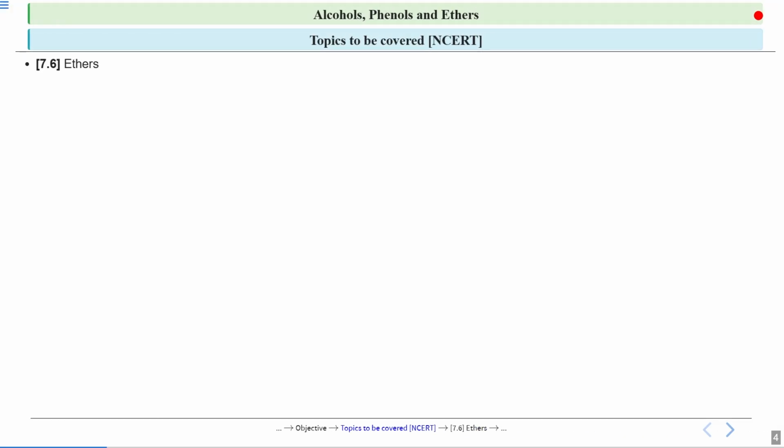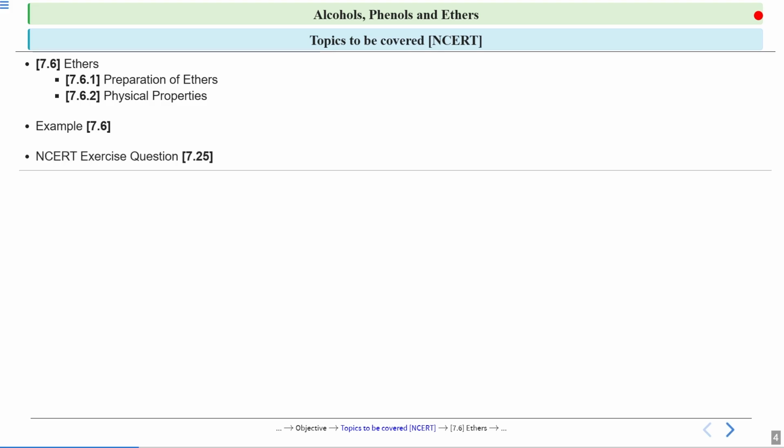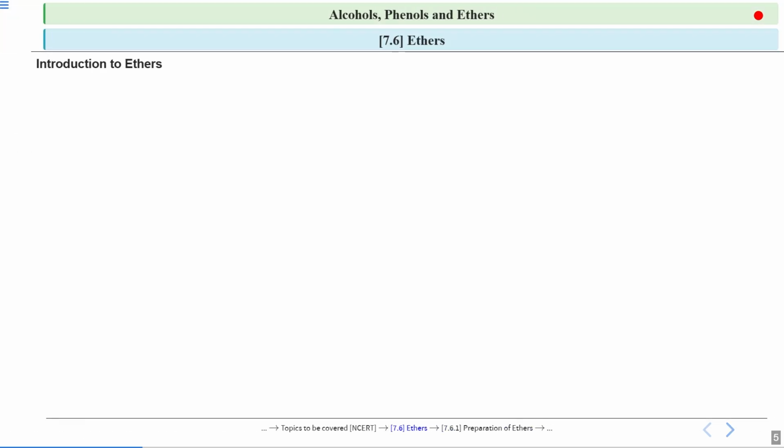So for your reference, I have mapped the NCERT sections that I am going to cover today. Today I'll be covering section 7.6, that is ethers, and the subsection 7.6.1, that is preparation of ethers, 7.6.2, physical properties, and then we'll solve one example, that is 7.6. And we will also solve our NCERT exercise question, which is 7.25. Okay, so let's begin with the lecture.